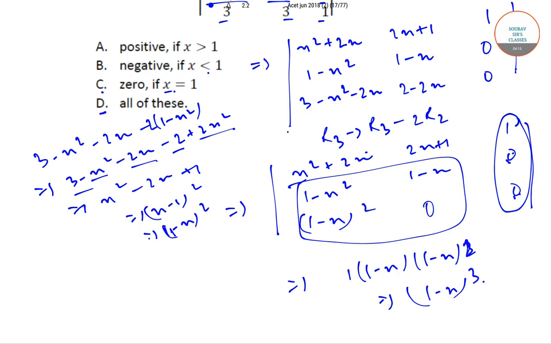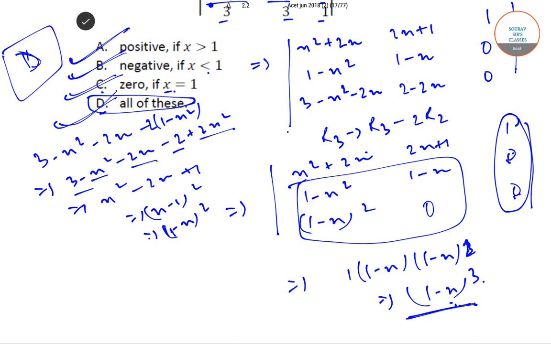x cube. So if x is rather greater than 1, this determinant would be positive. If x is less than 1, this would be negative, and if x is 1, then this is 0. So all the options are satisfied. So option D is the correct answer. That is all of these.